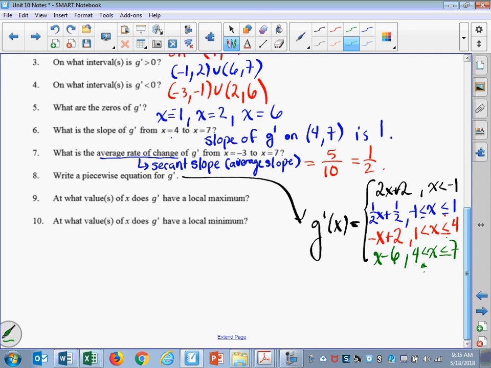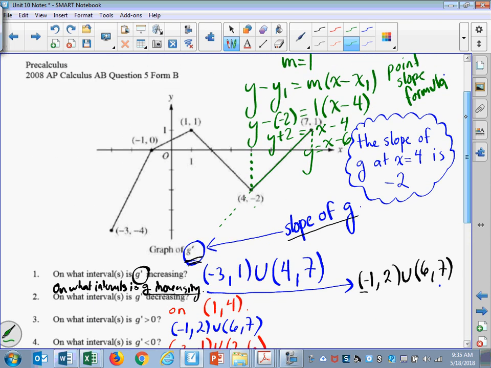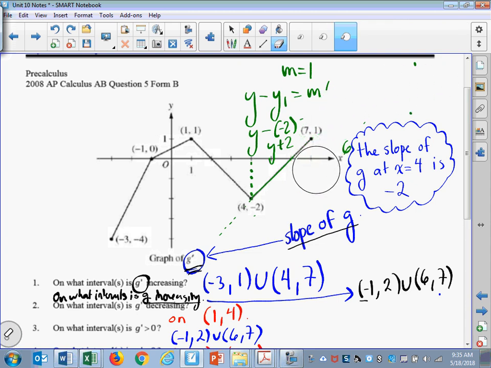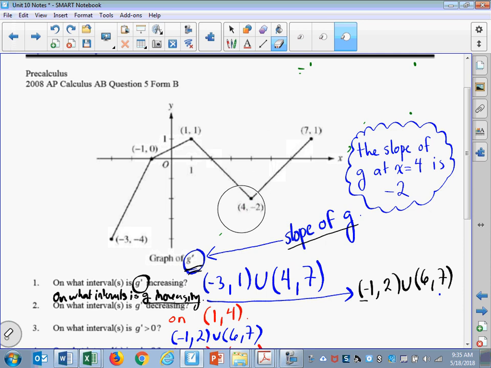Let's look at number 9. At what values of x does g have a local maximum? So we want a local maximum of g prime. If I go back up here and look at g prime, we want where the function reaches a peak. So we're talking about g prime here. G prime reaches a peak right about here. That's a local maximum. Also, the endpoint right here you could consider to be a local maximum as well.